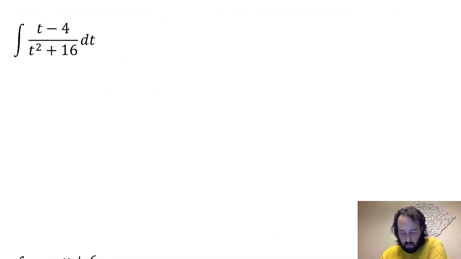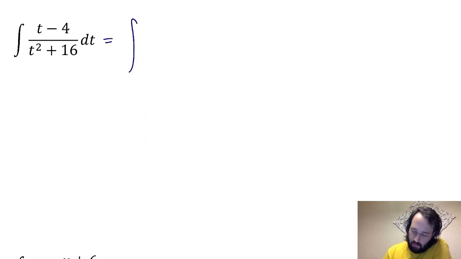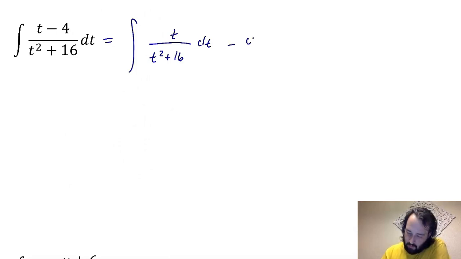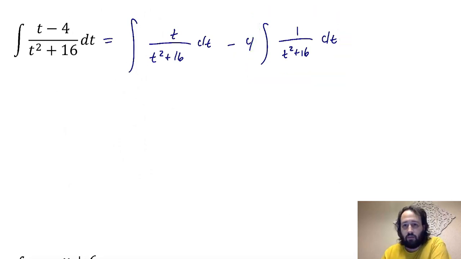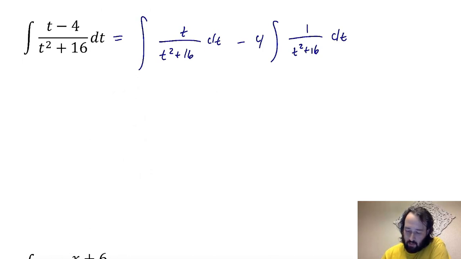Some like this are going to be a little bit trickier, but what I would like you to do is break this up, because what I can do here is say that this is t over t squared plus 16 dt minus 4 times the integral of 1 over t squared plus 16 dt, right? Because then the second one, this is just arctan right there. 1/4 arctan of, what, t over 4? And then this first one, I can do u substitution with that part. That's the reason that I would like to break those up.